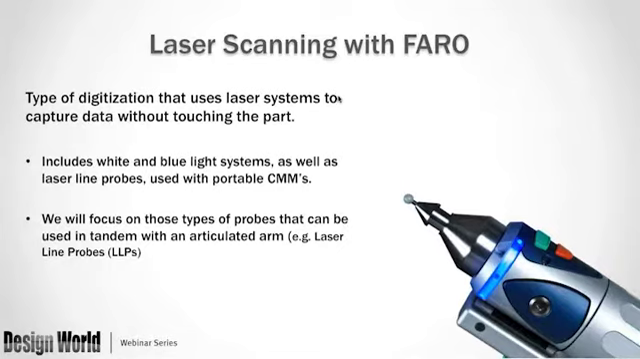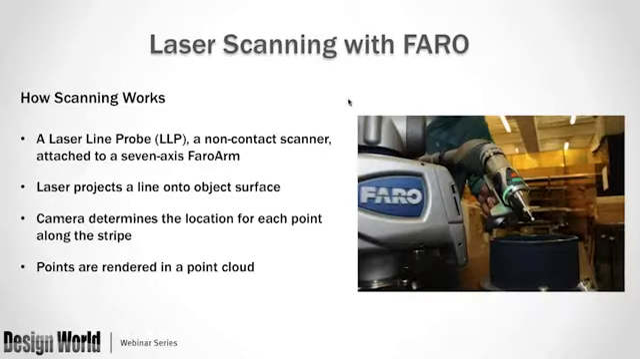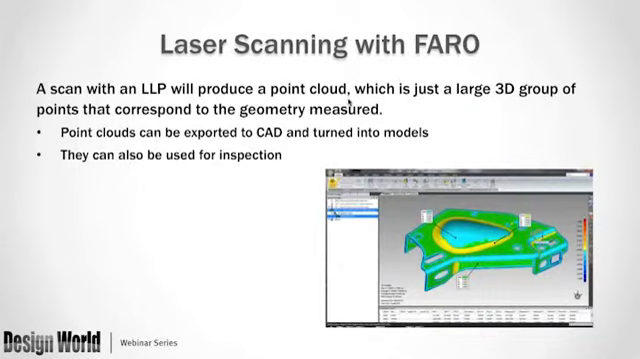So how does laser line scanning work? The process is very simple. A laser line probe is a non-contact scanner, and it's attached to a 7-axis FARO arm. The laser projects a line onto the object surface, and a camera captures the profile formed by the laser line 60 times per second and determines the location for each point along that stripe. Those points are then rendered into a point cloud.